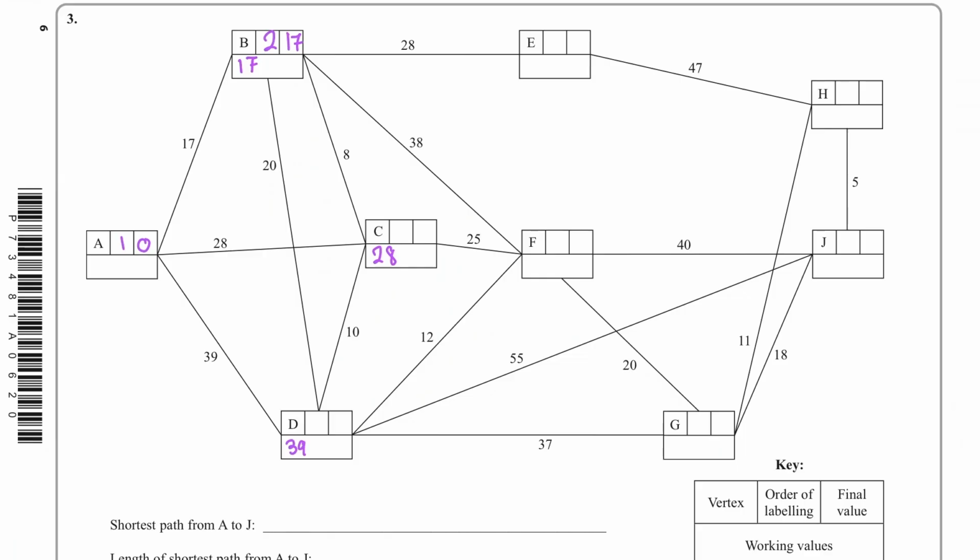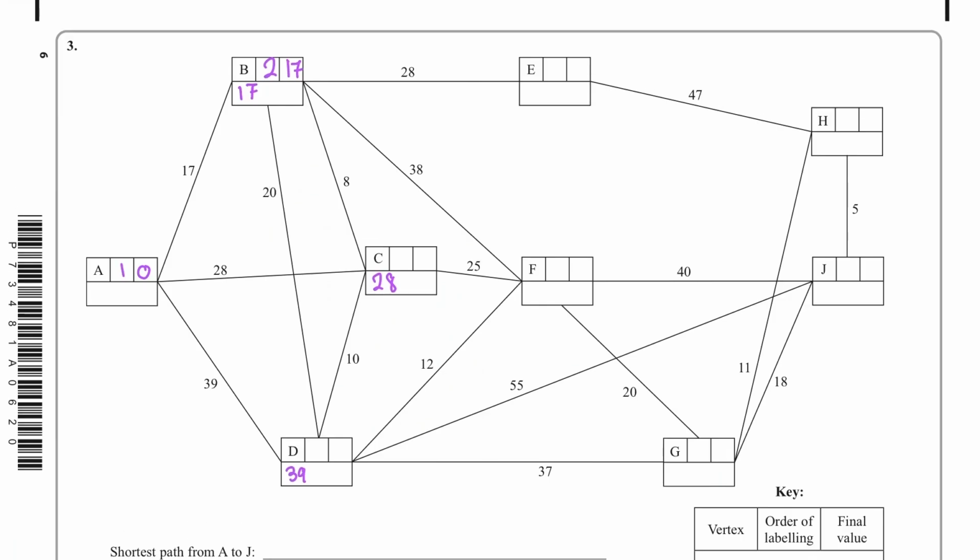So from B, we have 4 vertices that connect to B that have not been done so far. We have this one that connects to D, this one that connects to C, this one that connects to F, and this one that connects to E. So let's consider every single one of them. 17 plus 28 is going to be 45. Then 17 plus 38 is going to be 55. Then 17 plus 8 is going to be 25. And since 25 is smaller than 28, we can cross out 28.